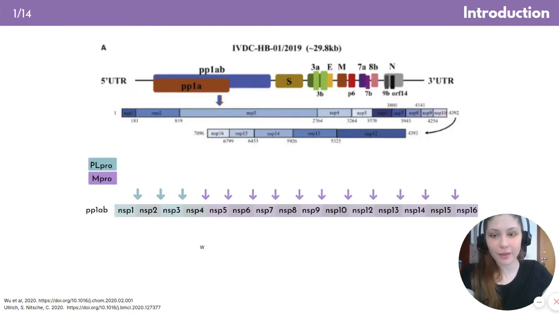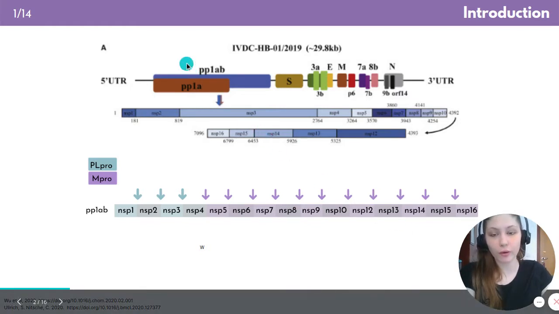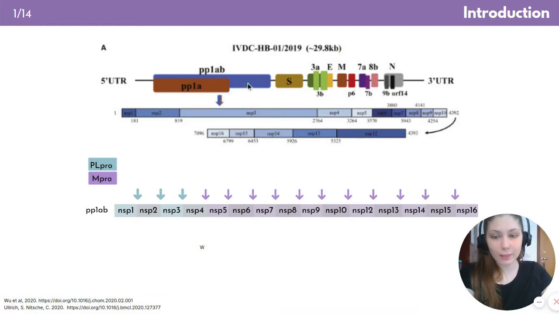Unlike other viruses in the beta coronavirus family, SARS-CoV-2 contains a large polyprotein coded by ORF1AB that is cleaved by PL-Pro and M-Pro, respectively the papain-like and main proteolytic enzymes. As presented in the second image, PL-Pro cleaves at the first 3 sites, and M-Pro cleaves at the remaining sites.